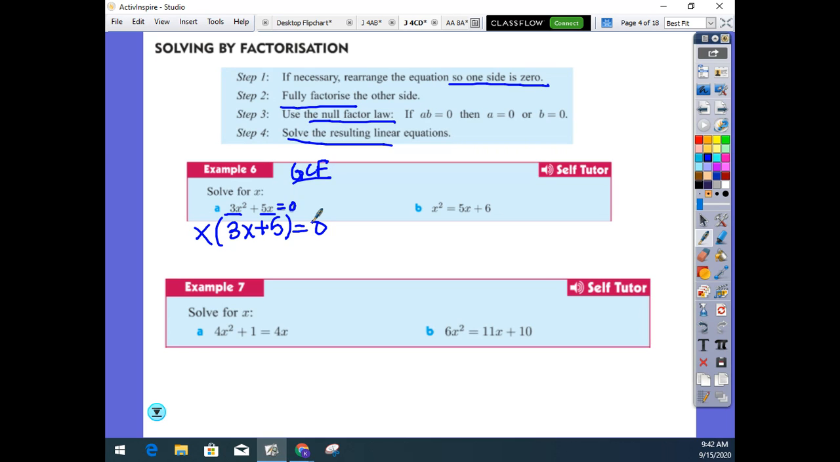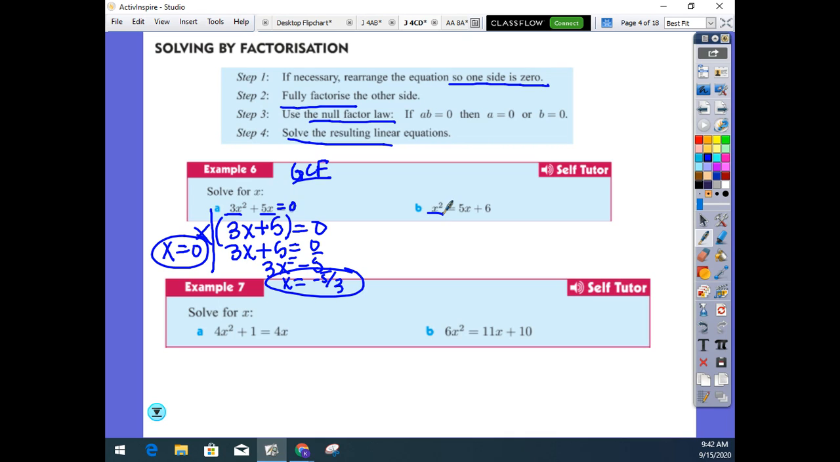Now this looks like section C. Just split it apart. X equals 0. 3x plus 5 equals 0. And solve for x. Minus 5. Divide by 3. And these are my two answers. 0 and negative 5/3.